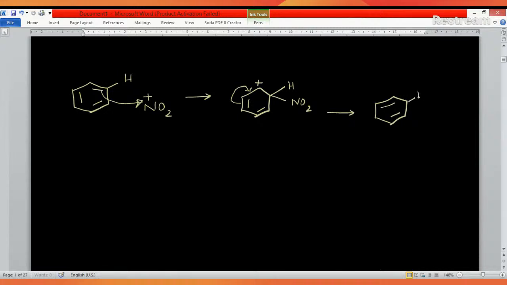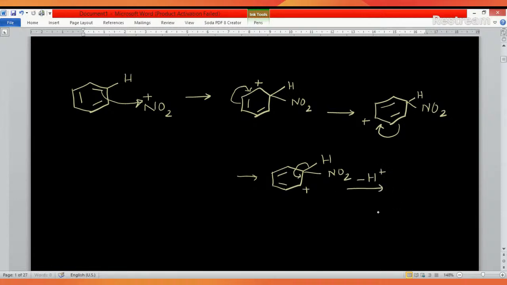This is the intermediate with H and NO2. Now this position is positively charged. To make it neutral, it is moving. So another resonating structure we can expect. This is the other structure which is possible. Yes, we can have a double bond here, and the H is there, and NO2. Now this position is carrying plus. So to make it neutral, the hydrogen is removed in the form of H plus. This last step is deprotonation. At the end of the deprotonation, we have our desirable compound, namely nitrobenzene.